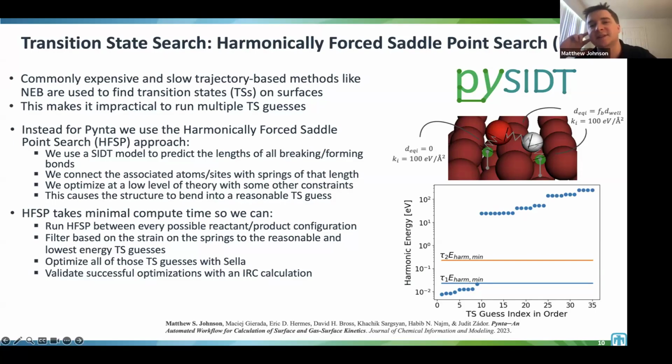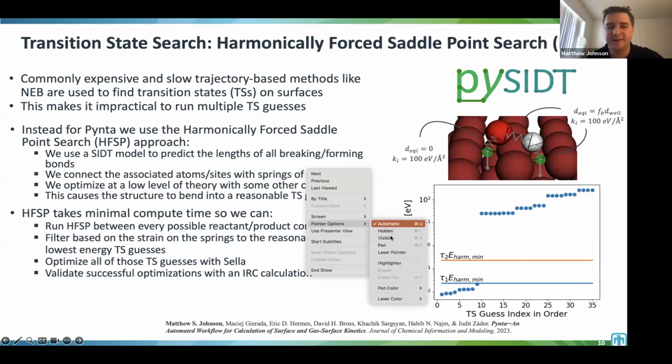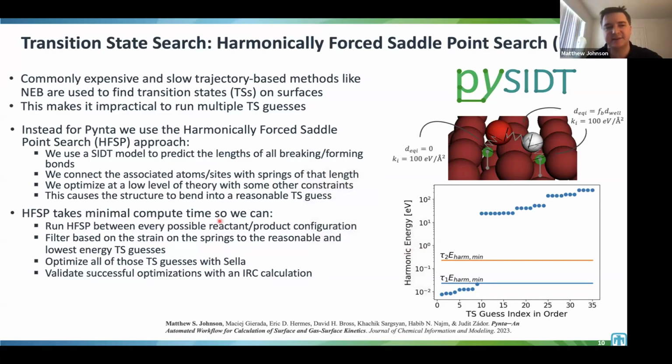And you can also use the machine learned potential for these HFSP things. And also for the adsorbate guess generation, you can actually tell it to use the machine learned potential instead of, right now it uses XTB methods. Okay. Awesome. Thank you.